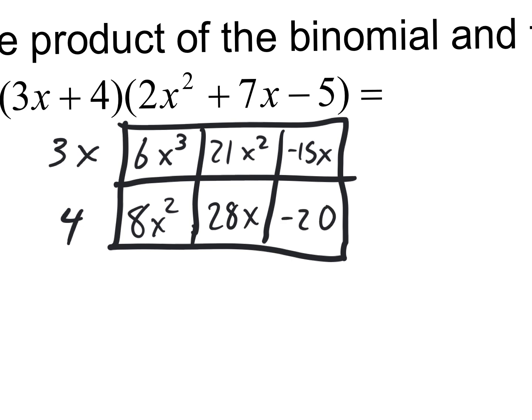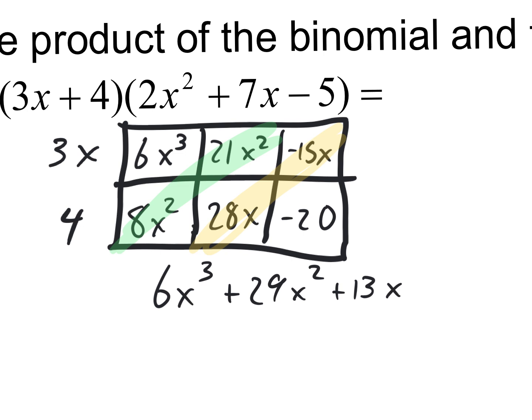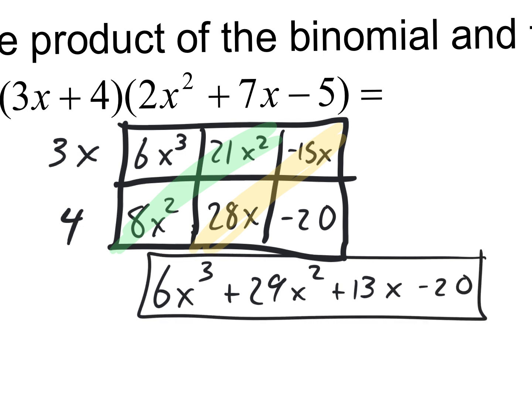Okay. Hopefully you see what I see. There are multiple things that are like terms now, right? So see these? These both have just a singular x, and these both have an x squared. So we're going to add those together when we go to write our final answer. So I'm going to start with the highest degree, which is 6x cubed. 21x squared and 8x squared is 29x squared. And 28 minus 15, that is 13x, and then negative 20. All right, there we go.